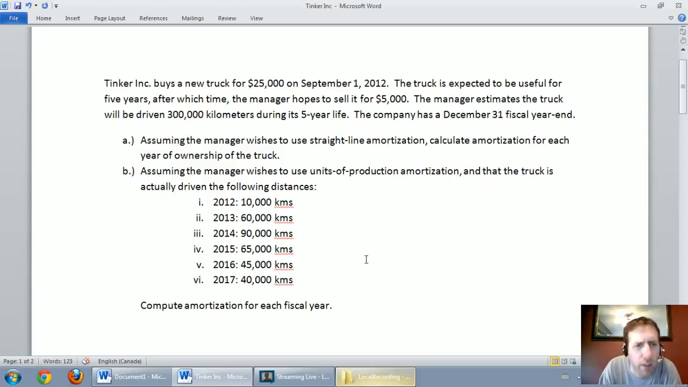So, rereading the question. It says Tinker Inc. buys a new truck for $25,000 on September 1st, 2012. The truck is expected to be useful for 5 years, after which time the manager hopes to sell it for $5,000. The manager estimates the truck will be driven 300,000 kilometers during its 5-year life. The company has a December 31st fiscal year end, and then it says, assuming the manager wishes to use the units of production amortization method, and that the truck is actually driven the following distances, compute amortization for each fiscal year. All right, that's just what we're going to do.